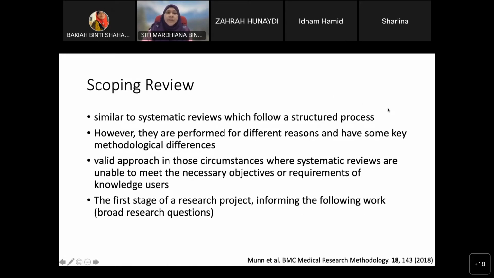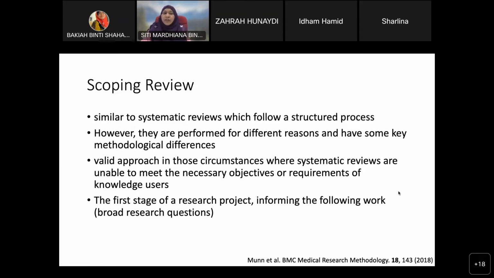And also, similar to systematic reviews, it follows a structured process with its own specific methods and protocol. However, they are performed for different reasons and have some key methodological differences. They are also more broad compared to the systematic review, where the topic area is more narrow and specific, and it is also a valid approach in those circumstances where systematic reviews are unable to meet the necessary objectives or requirements of knowledge users.